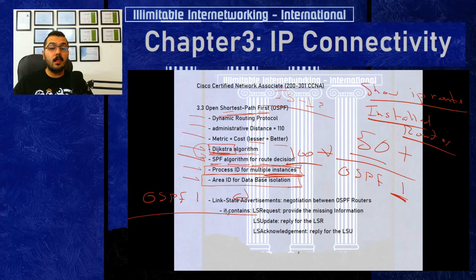Because in the end, OSPF is considered to be an interior gateway protocol. This is a protocol to be used inside your network. This is not an internet protocol.